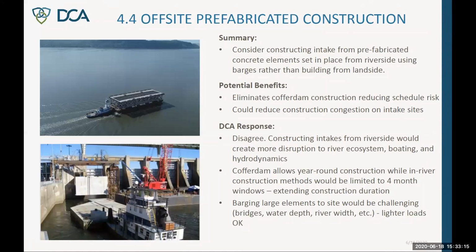So really, you have to build the cofferdam one way or the other because we only get a 4-month window in the summer season to be able to be exposed to the river. So I think the team didn't completely understand the limitations and the potential impacts associated with the facilities required to build these things and move them into place by barge. And it's really generally impractical.